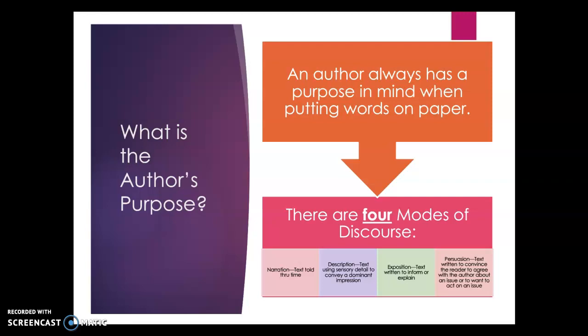When a writer goes to write something, they always have their purpose clearly in their mind. For example, if they know they're writing a novel, they're obviously writing to tell a story. If they want to win an argument, then they're going to try to convince you, right? So most authors understand what their purpose is before they start writing.